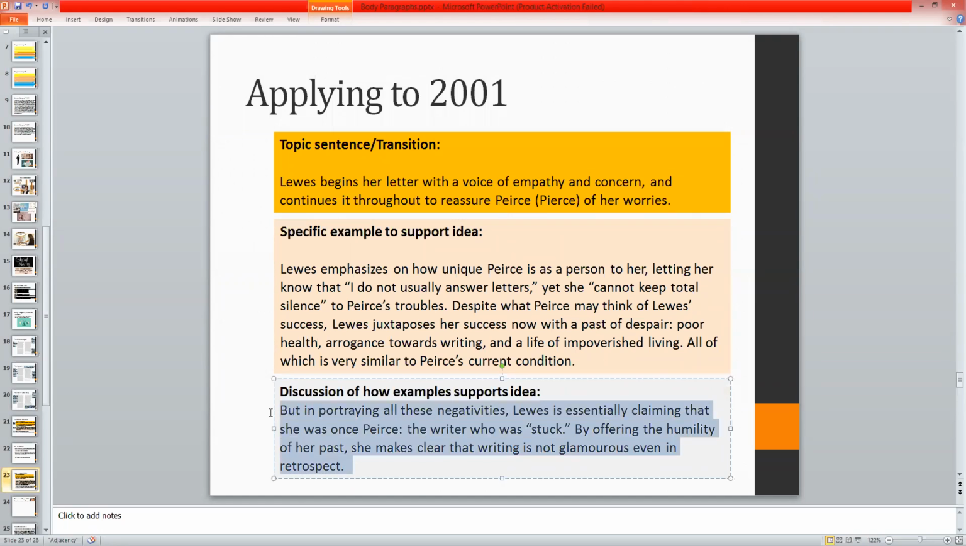So for me, I was thinking, in portraying all these negativities, Lewis is essentially claiming that she was once Pierce, the writer who was, quote, stuck. By offering the humility of her past, she makes clear that writing is not glamorous, even in retrospect. I'm inferring the reasons why she's putting this into her letter. It's for a voice of empathy and concern, to reassure because she was once there. Everything ties together with these three sections. It's a shorter body paragraph, but it basically fulfills all the elements here.